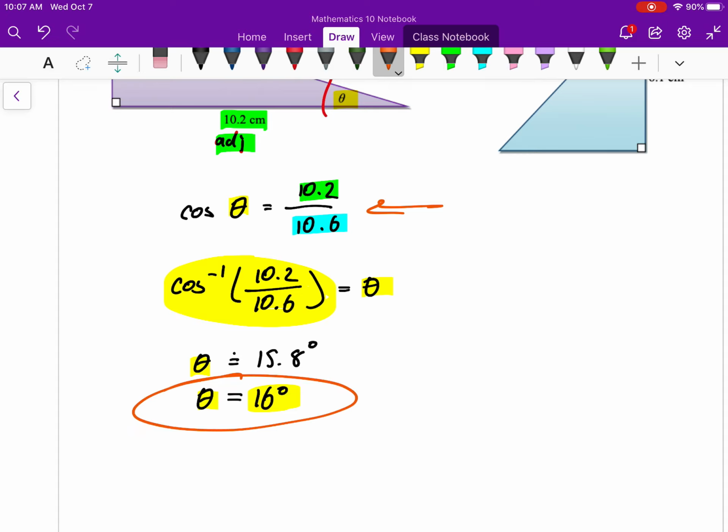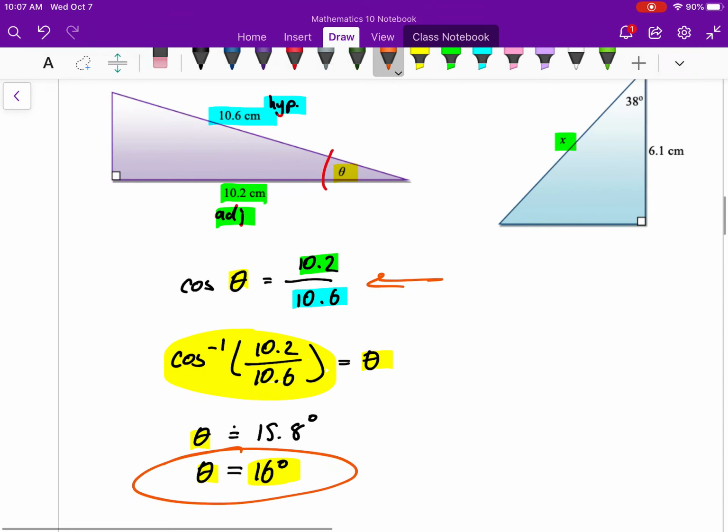And so the main difference was determining that I needed to use cosine. Once I knew I used cosine, it's no different from what we did before. The way I knew I had to use cosine was looking at what I had to figure out, this angle, and from that angle, what I knew. I knew the hypotenuse, and I knew the side adjacent to it. Adjacent and hypotenuse is cosine.